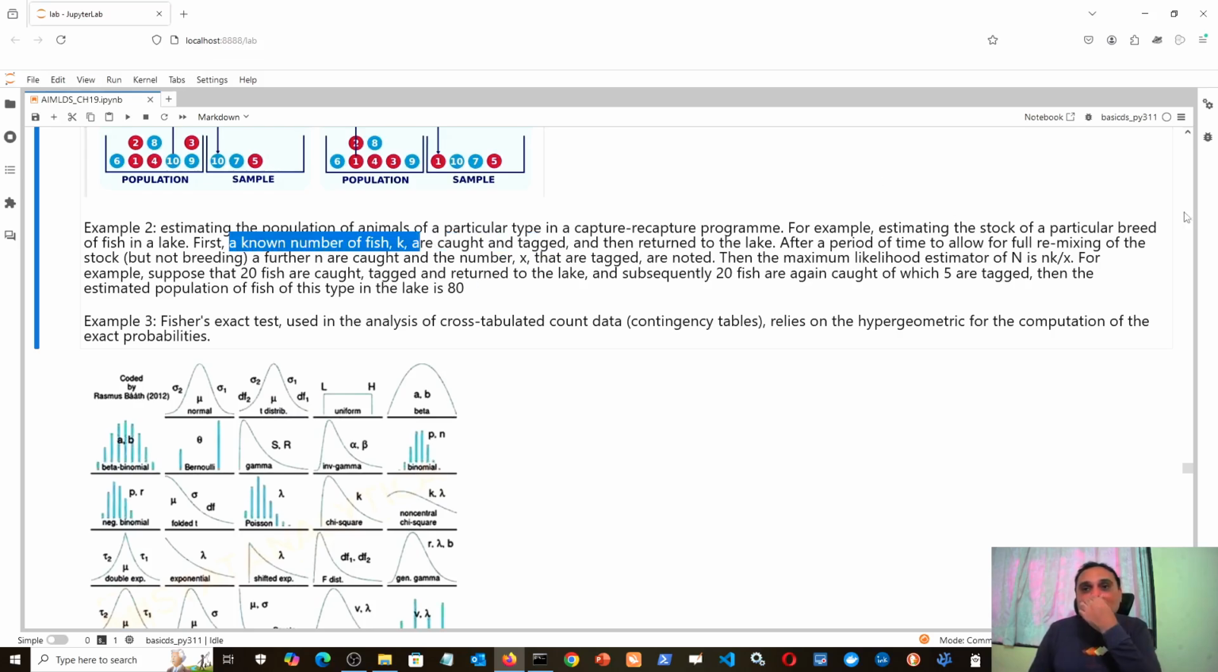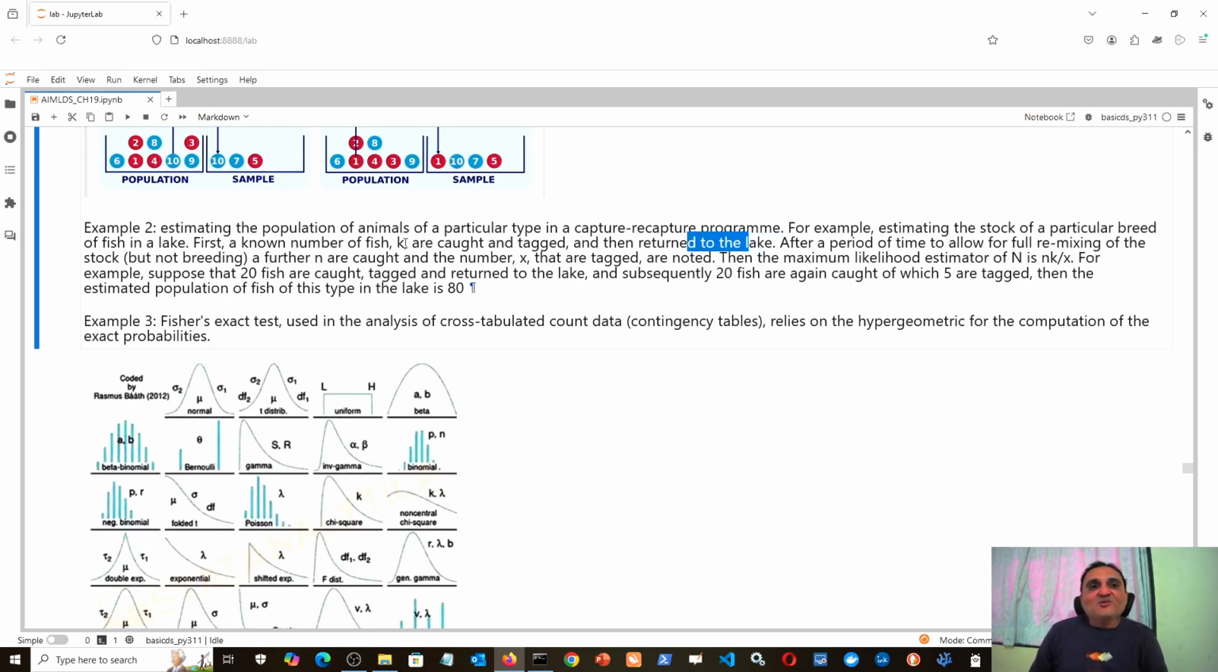Okay, so suppose you want to estimate how many fish of one particular species, say F, are present in a lake. First, a known number of that fish, say K, are caught and tagged. Tagged means some dye is applied so that they can be recognized the second time, right? And then they are returned to the lake.